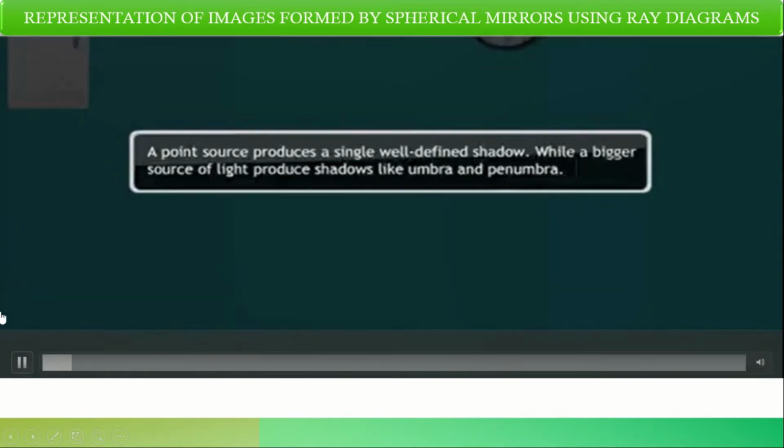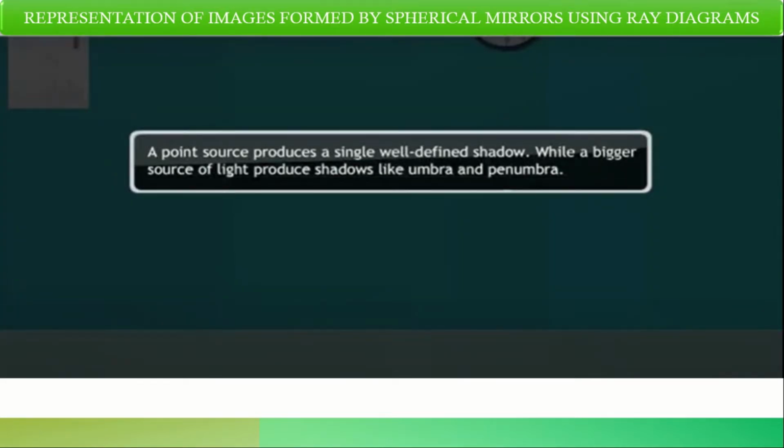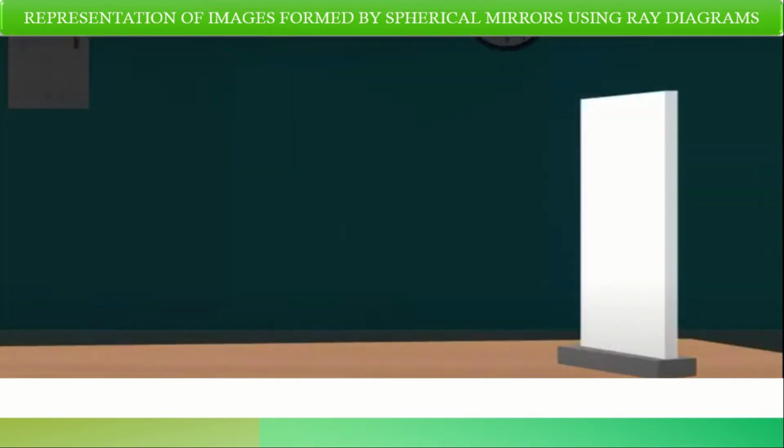Let us study about umbra and penumbra. A point source produces a single well-defined shadow, while a bigger source of light produces shadows like umbra and penumbra. Let us carry out an activity to understand umbra and penumbra.